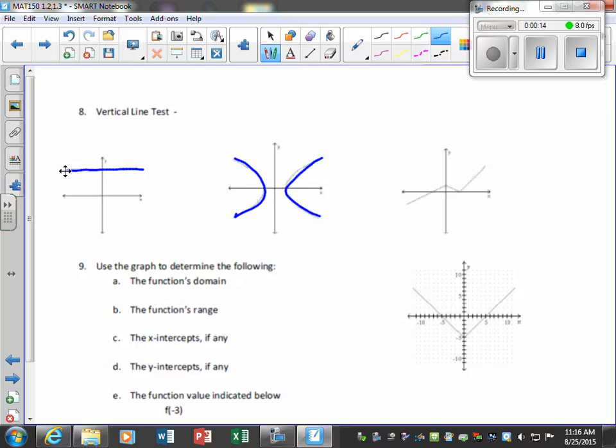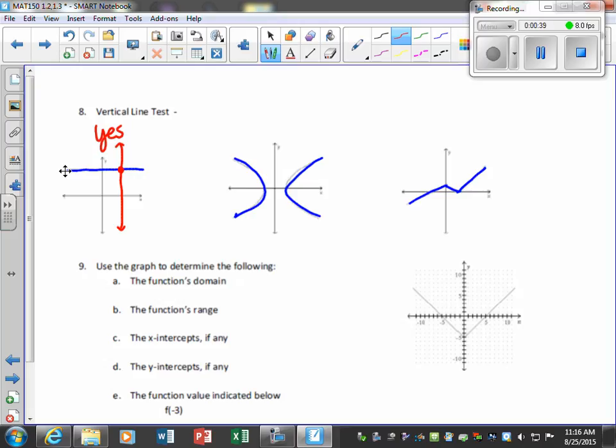We want to know if they pass the vertical line test, which we said means every x has exactly one y to go with it. Basically, when you do a vertical line test, if I draw a vertical line, it could only touch the blue graph in one place. Is that the case? Yes, it only touches it one time, so is this a function? Yes. What about the second one over here?